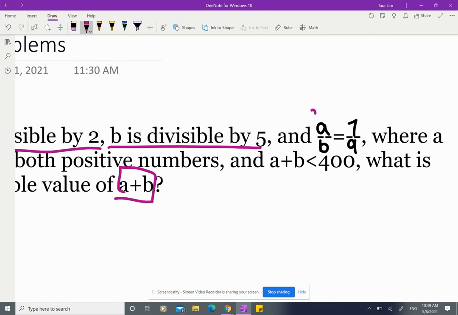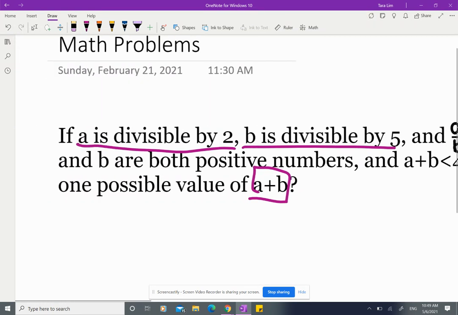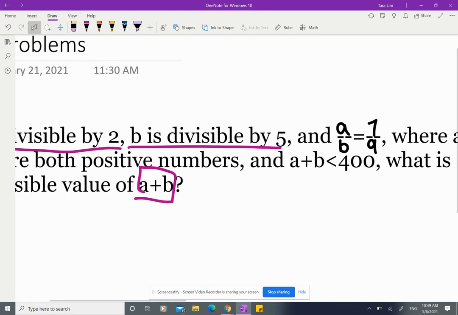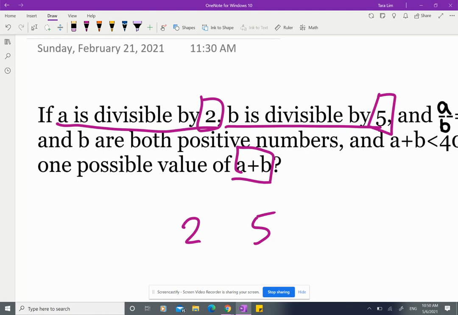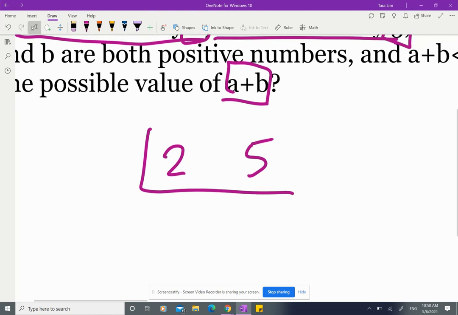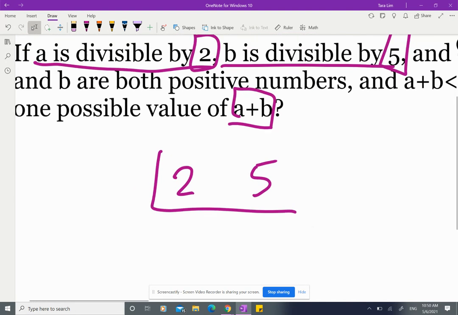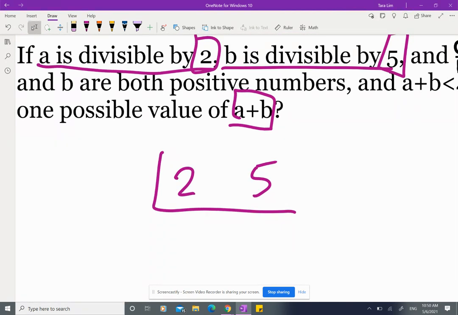But then it says a over b is equal to 7 over 9. So a and b are positive numbers. So first of all, we want to solve this. First of all, we want to know the common denominator for both 2 and 5. So the common denominator for 2 and 5, if we want to know that, we do the LCM. And as you can see here, 2 and 5 are both not together. So that means they're both not common.